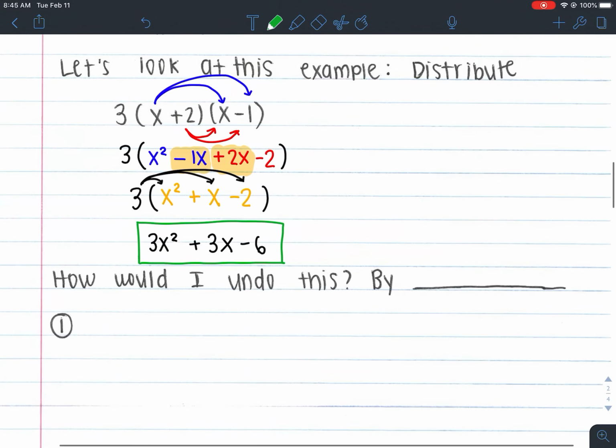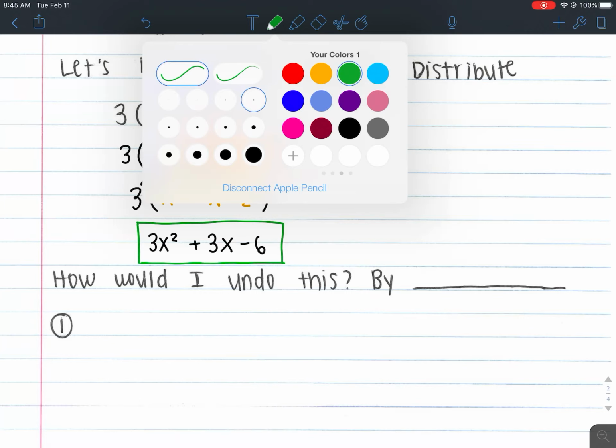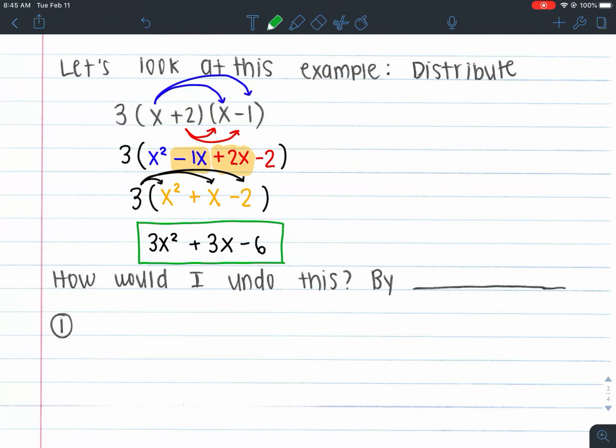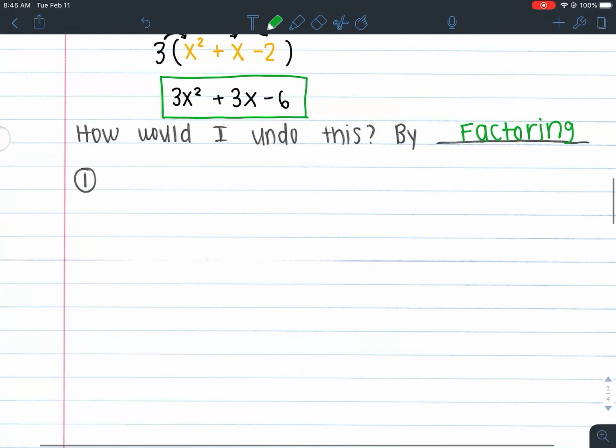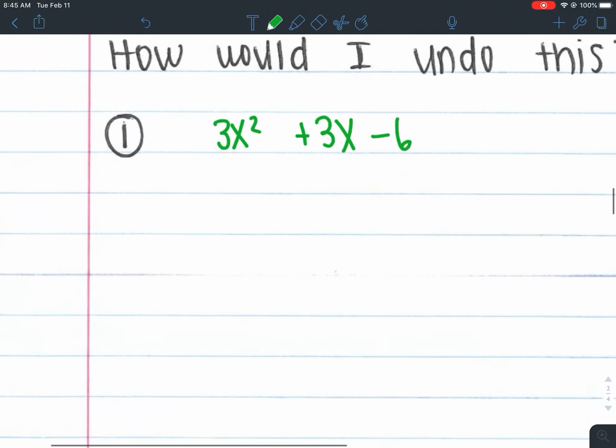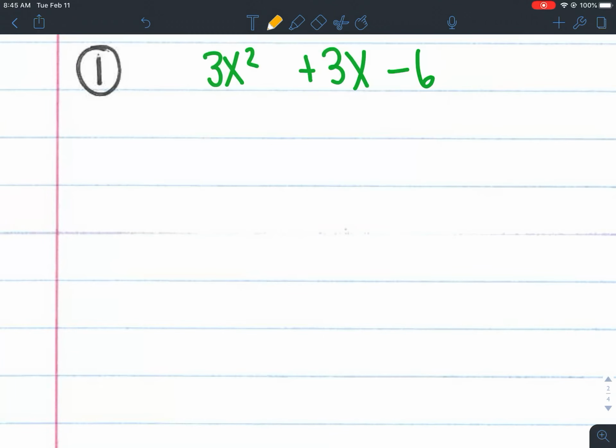So since I just distributed and got all of that combined, how do I undo all of this? Well, in order to undo all of this, I would need to factor. So in order to undo this, I would have to do it by factoring. So that's going to lead us into our first example. 3x squared plus 3x minus 6. So the first thing you always check for is, again, you want to make sure it's in standard form, but you also want to check, hey, do I have a GCF other than 1 this time?